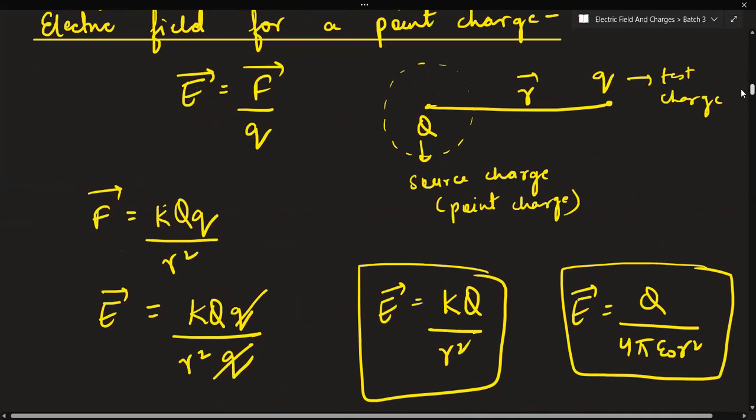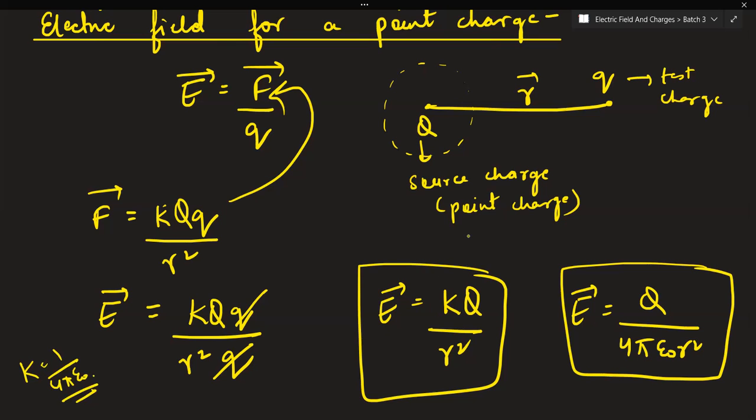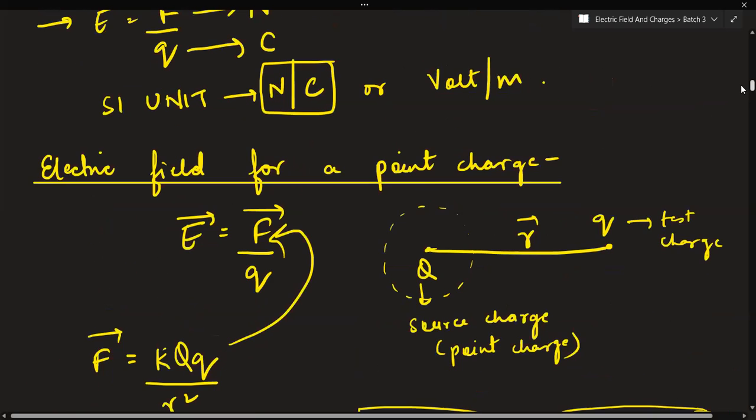Now, the derivation of electric field for a point charge. If I put the value of force as K capital Q small q by R square, applying Coulomb's law for source charge and test charge, then the charge cancels and I get electric field as KQ divided by R square. And K was 1 over 4 pi epsilon naught. If you put this, you will get Q divided by 4 pi epsilon naught R square. No need to write 4 pi epsilon naught every time, you can always write K as 9 into 10 to the power 9.